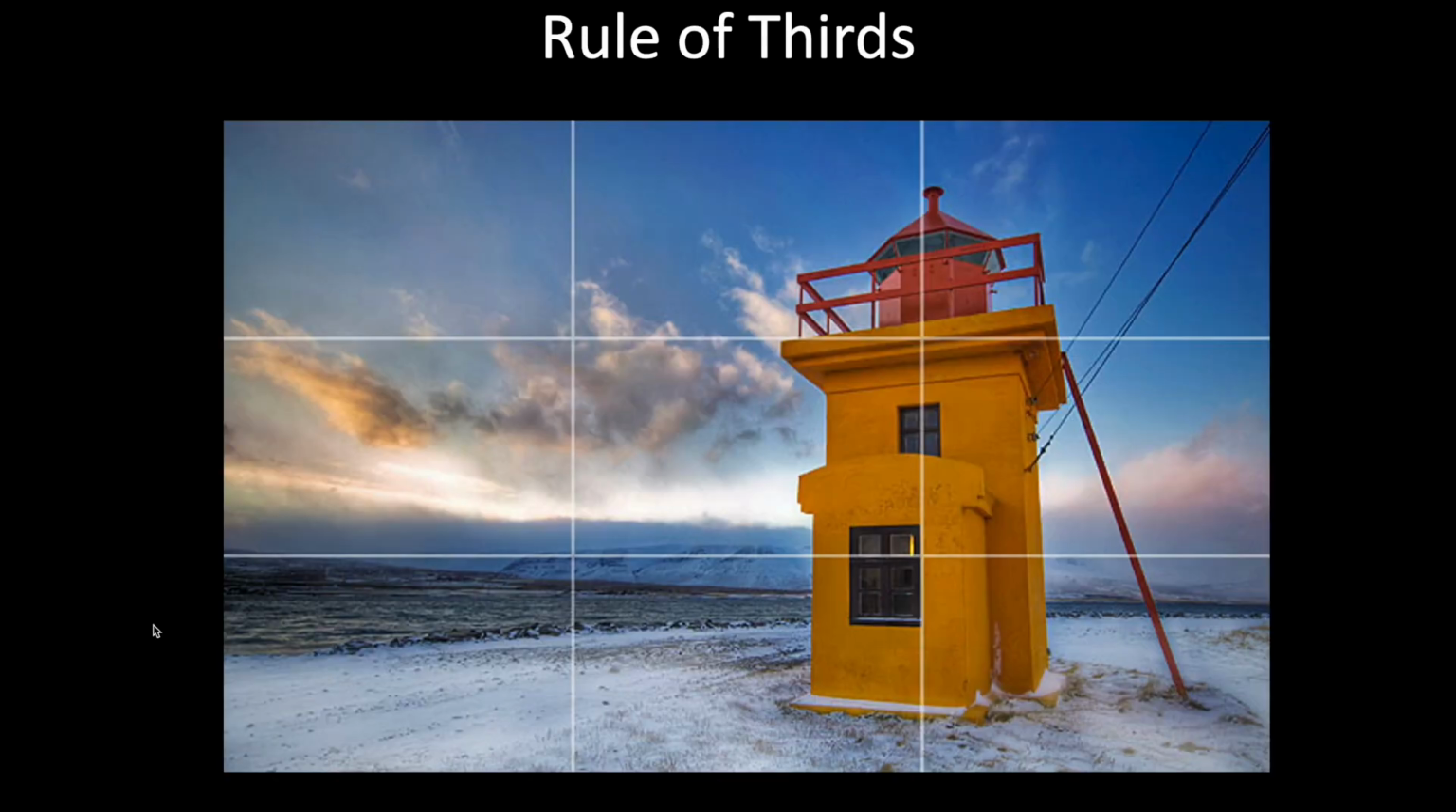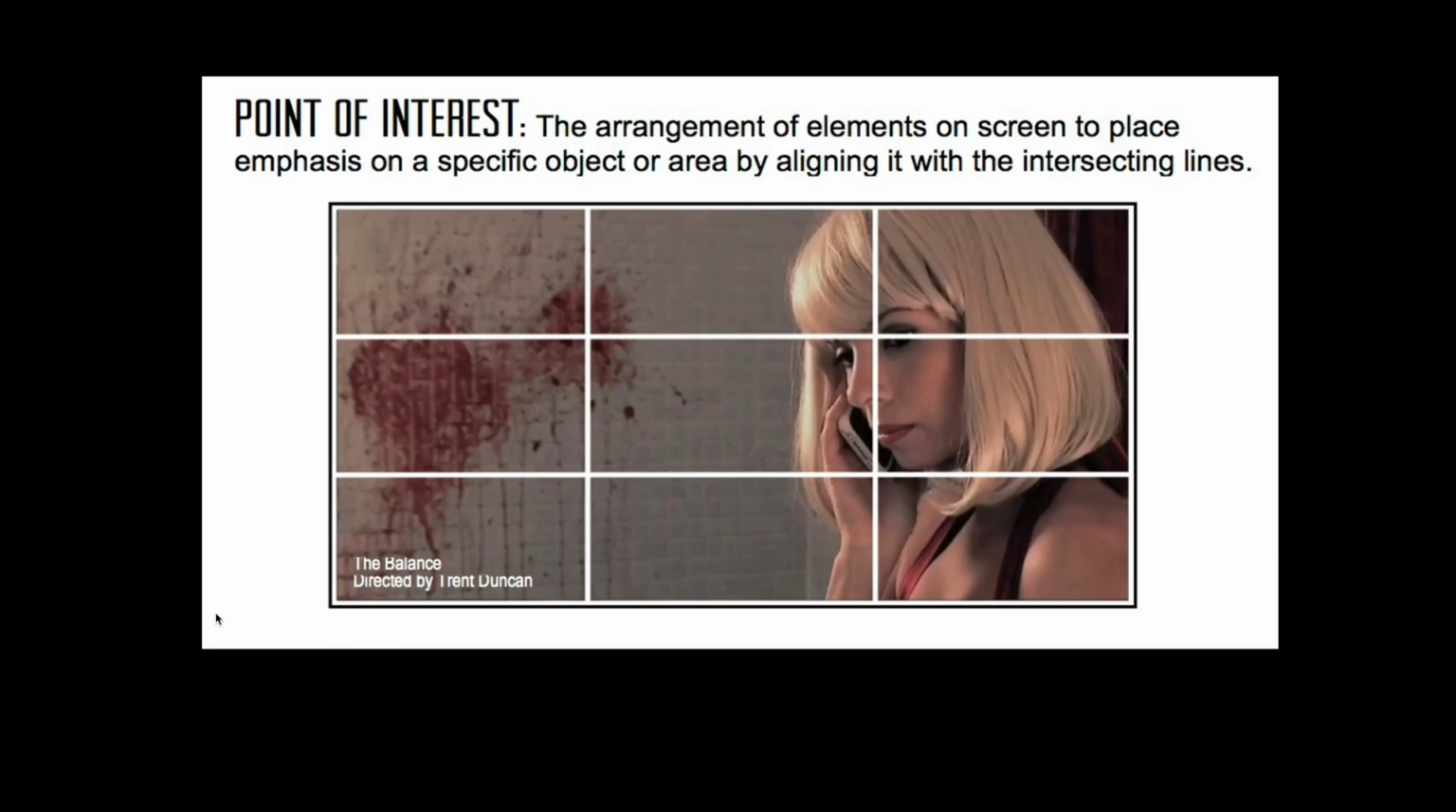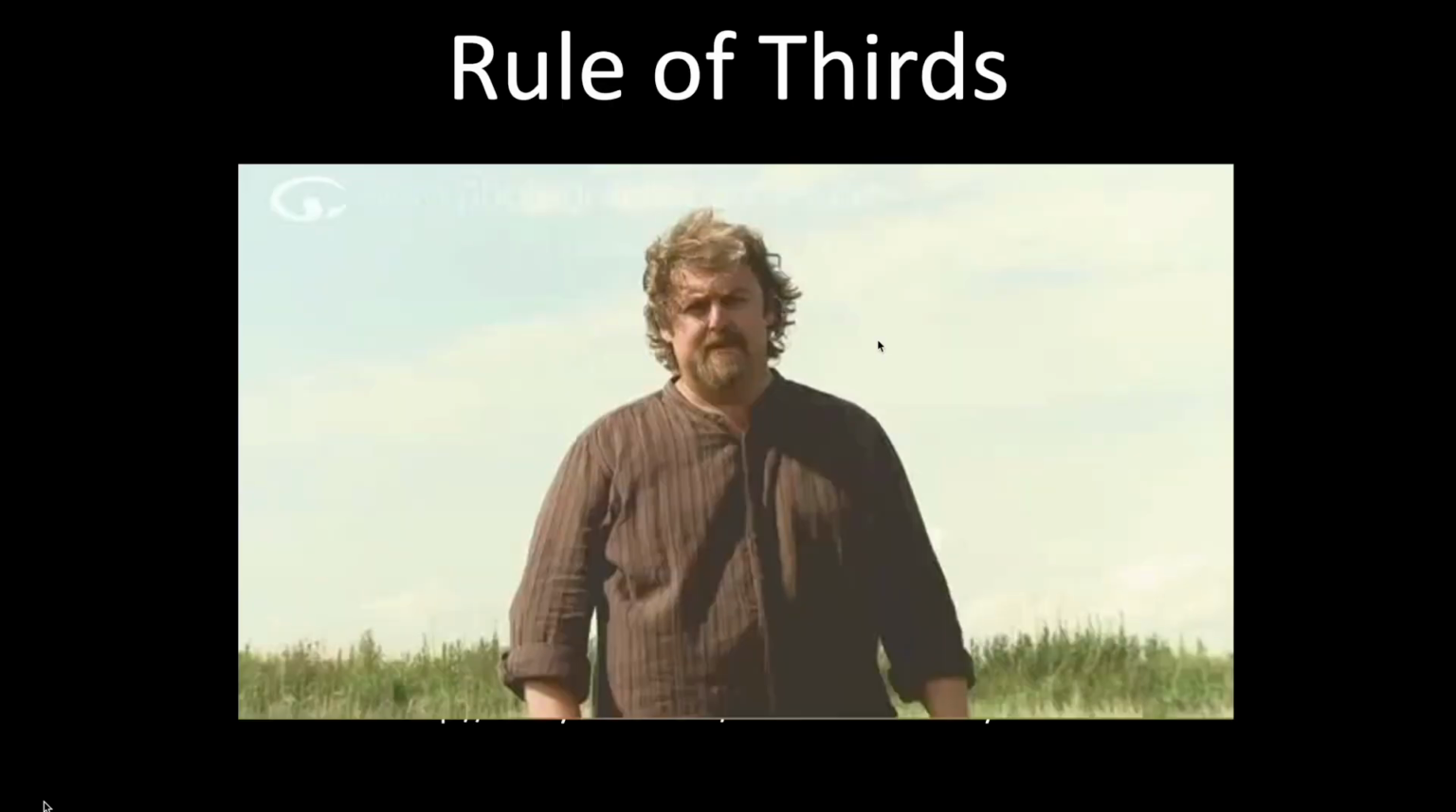What we are going to talk about instead is the rule of thirds. With the rule of thirds, we divide the frame equally horizontally and vertically with the point of interest at the intersecting points. So here we can see the point of interest is in the blood splatter and in her eyes.